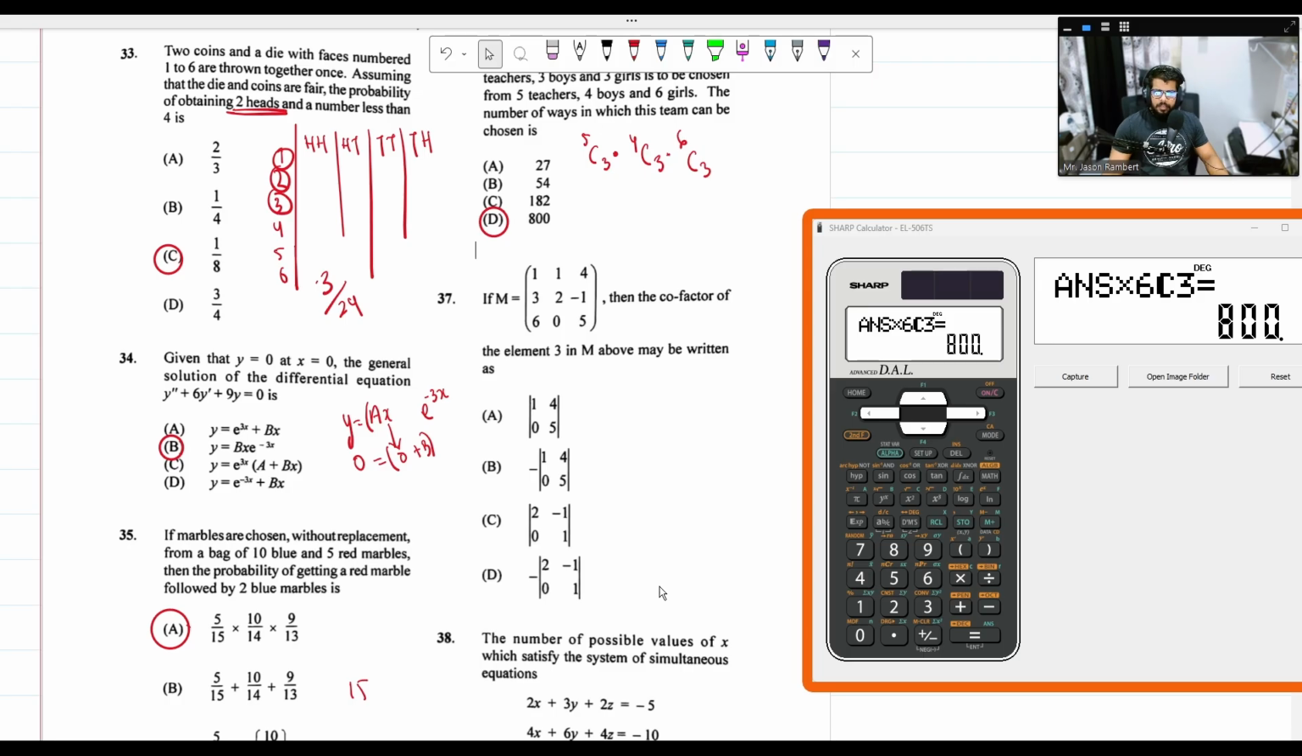If m is that, then the cofactor of the element 3, so this one here, so cancel here, is, so the determinant was 1405. So we have 1405 here and negative 1405 here. Based on the position of this here, it's going to have a minus in front of it. So the answer is going to be B.